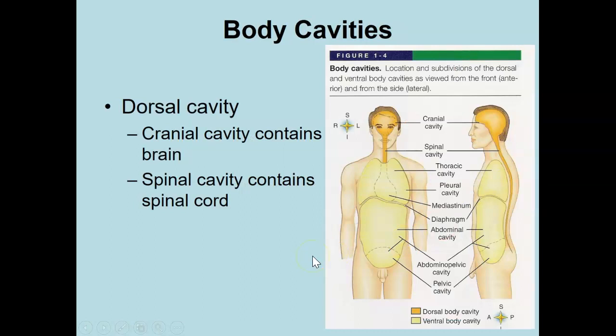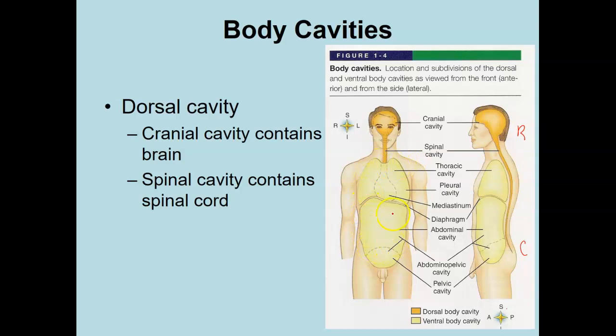Okay, so let's talk about the body cavities. The dorsal cavity, and this is why I bring up dorsal and ventral, is always going to be called the dorsal body cavity, even though it's posterior on the human. The dorsal cavity contains the cranial cavity where the brain lives, and the spinal cavity where the spinal cord extends through the rostral caudal axis of the individual, okay? So superior, inferior, or we could call this rostral and caudal.